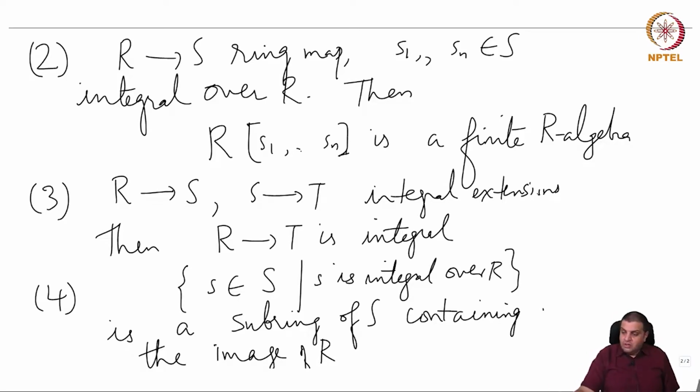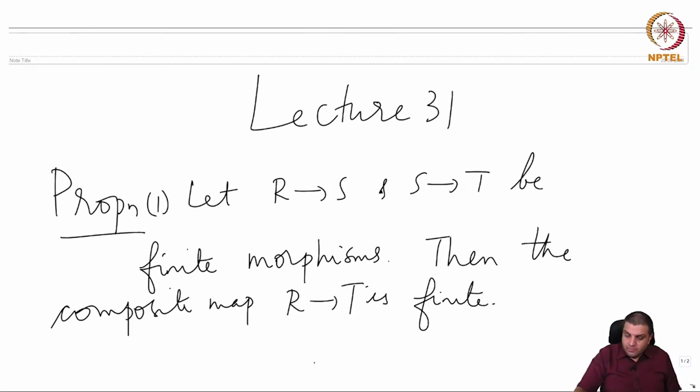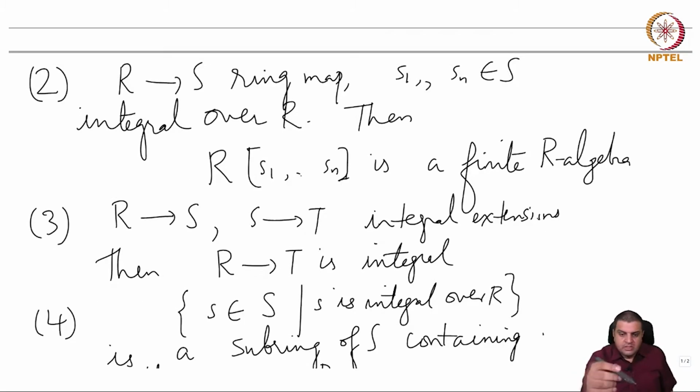So let's just look at the statements. First statement is that if you have two finite morphisms, then the composite is a finite morphism. Second statement is if you have a ring map and finitely many integral elements, then the subalgebra generated by those finitely many integral elements is actually a finite R algebra. A priori, this just means finite type. But because these are integral elements, it's actually finite.